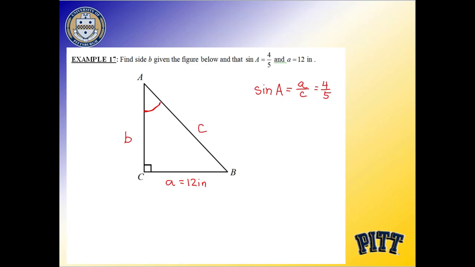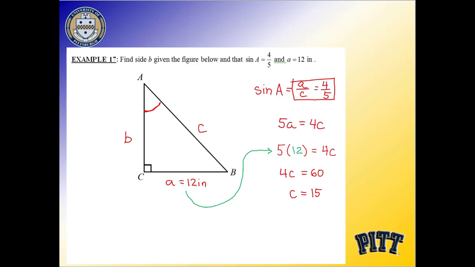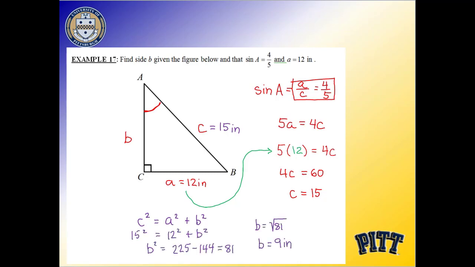However, I do know the sine of A, which is A over C, is 4/5, so 5A equals 4C. A is 12 inches, so 5 times 12 equals 4C, which means that C is going to be 15 inches. Now, with that information, I can find B using the Pythagorean theorem, and I get that B equals 9 inches. So you have to make sure you differentiate between ratio numbers and the actual measurements, which are the opposite leg and the hypotenuse.